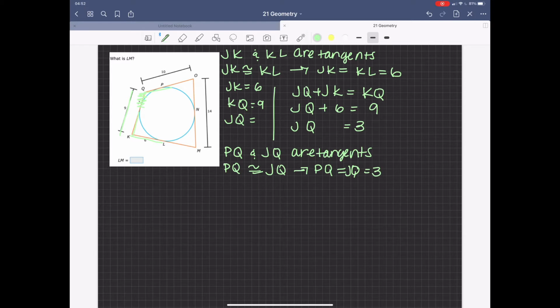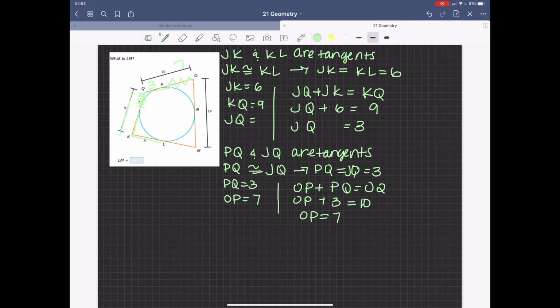And then I also know that OP equals 7. OP plus PQ equals OQ. And I know that OP equals 7 when I say that OP plus 3 equals 10. And then I subtract 3 from both sides, and again, OP equals 7.